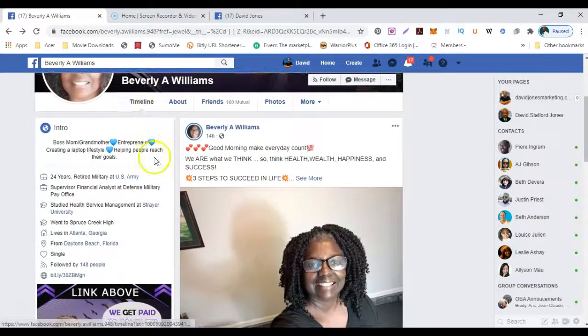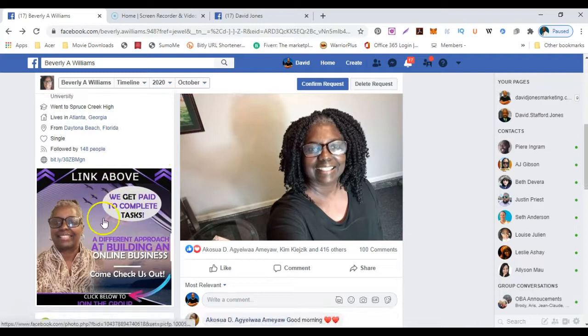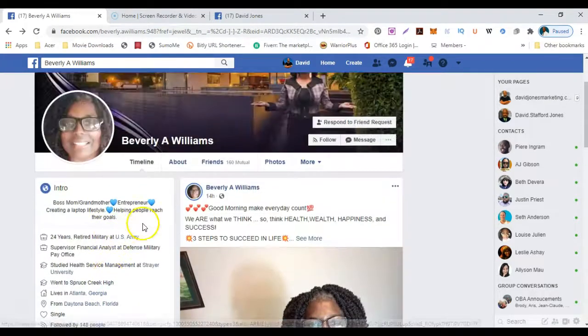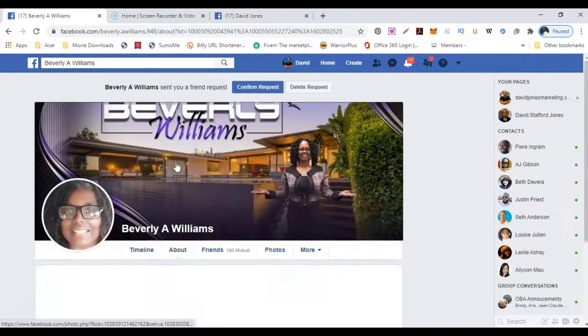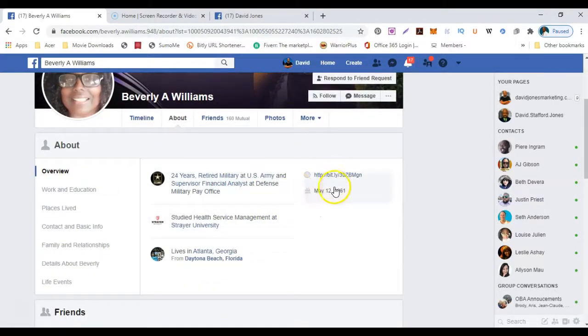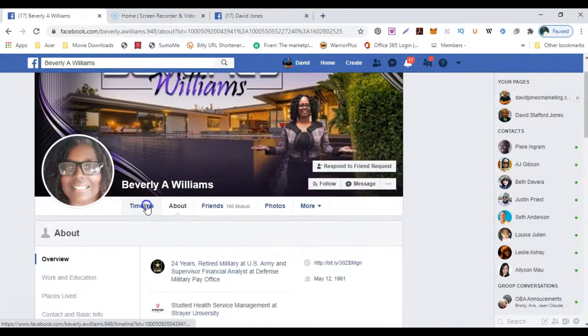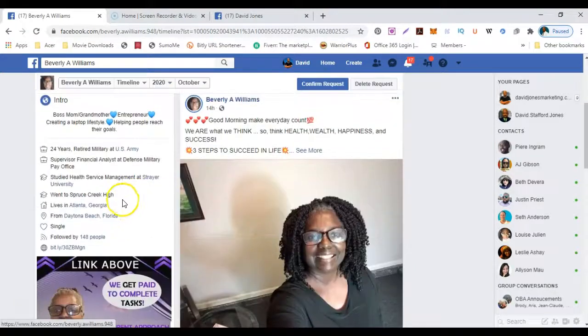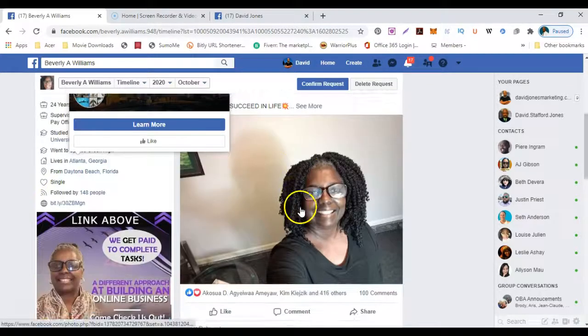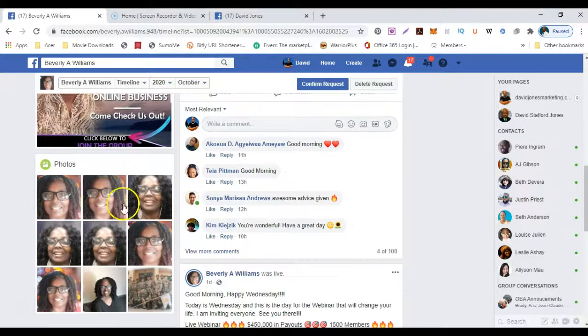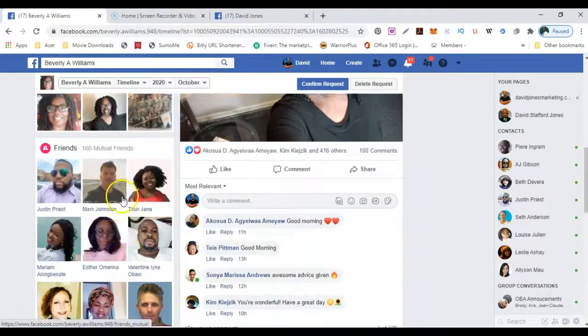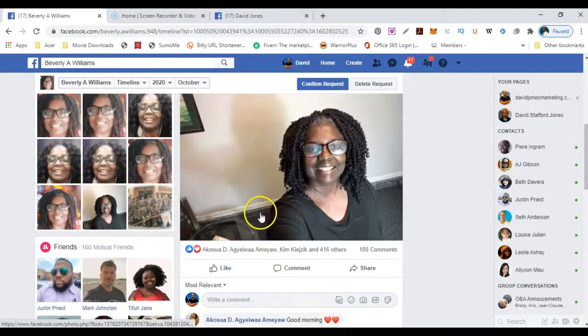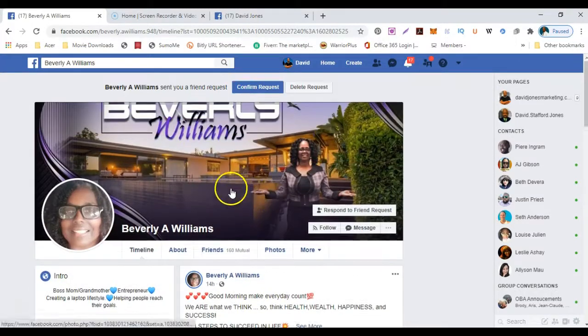So we have her timeline. We can see a featured photo of her here. If we go to About, we see her link, her birthday, what she's been doing, where she lives. As we go back to her timeline, we come down and we see some more specs about her here. She's followed by 148 people. She's single. She lives in Atlanta, Georgia. So basically, as we scroll down a little, we see so many different photos of her and photos of her friends. And one thing I want you to note, this is a black lady out of the U.S.